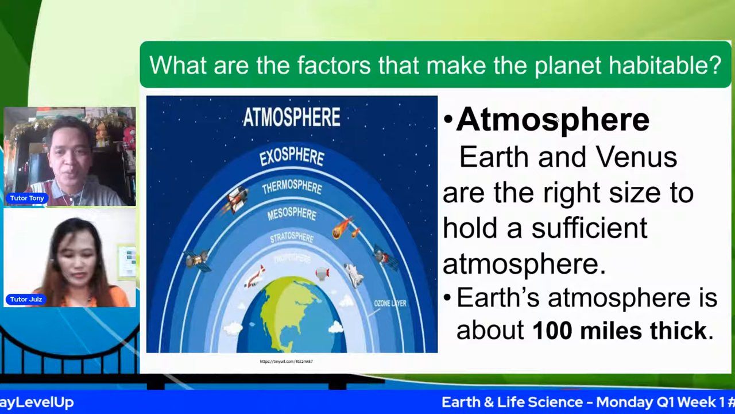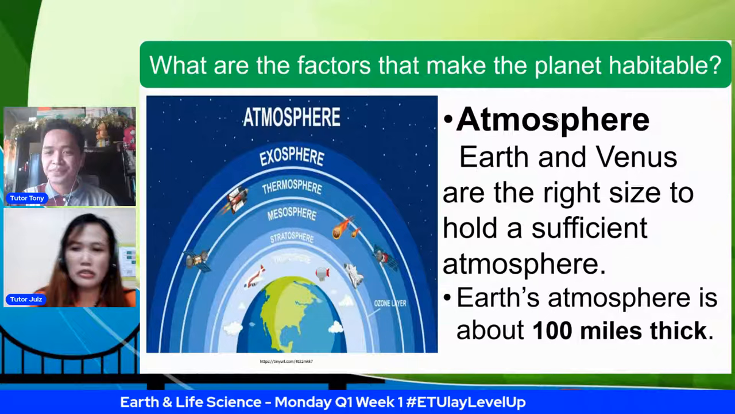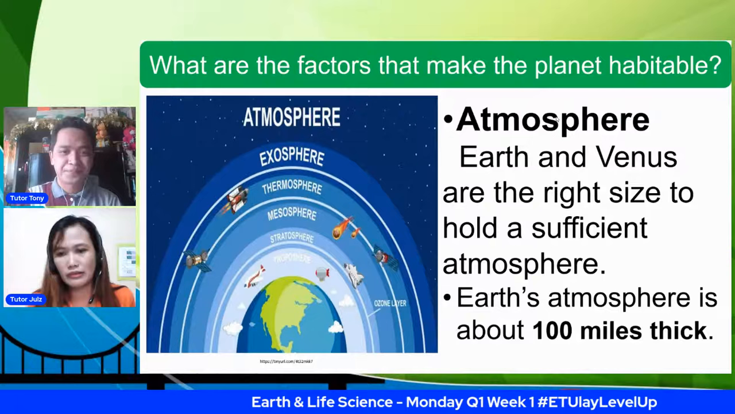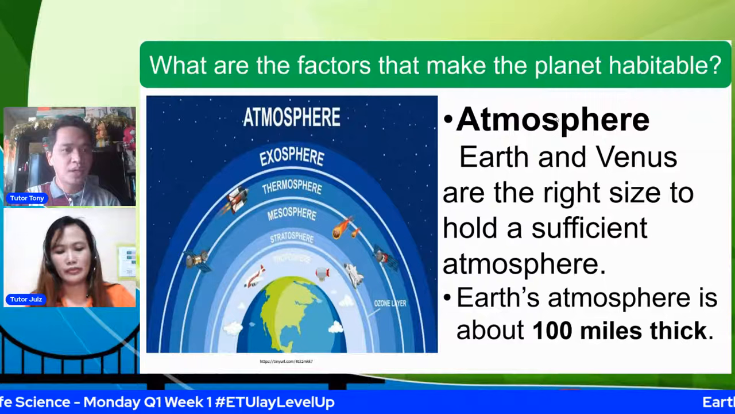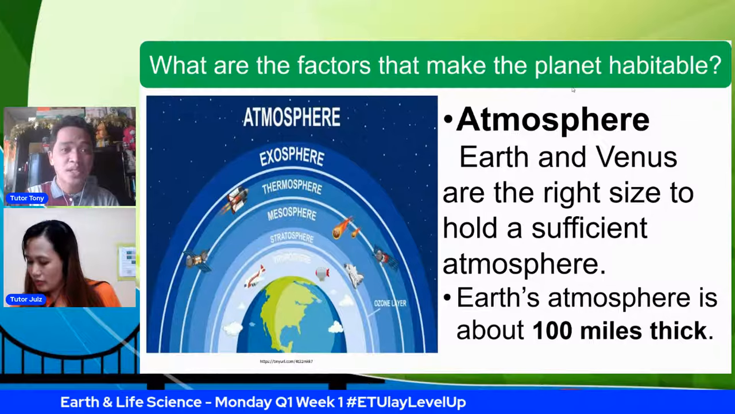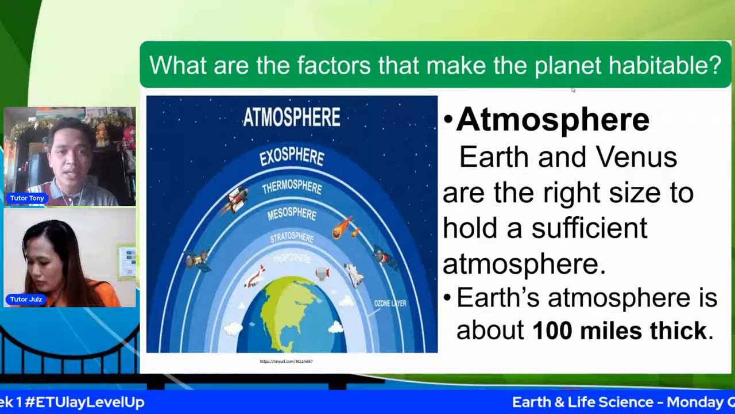Let us compare it to the other planets. Earth and Venus are the right size to hold a sufficient atmosphere. The Earth atmosphere is about 100 miles thick, that can protect the Earth. Yes, it serves as a protection. Kasi actually yung ibang planets like Mercury, parang halos wala na siyang atmosphere. Si Venus naman, kasing size niya si Earth, pero ang atmosphere niya very toxic kasi nagtatrap siya ng init. That's why it's called the hottest planet. Unlike sa Earth, medyo nababalanse pa, no?